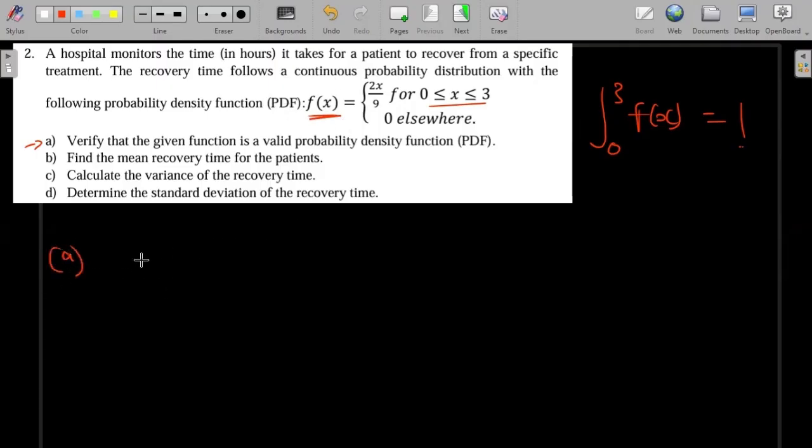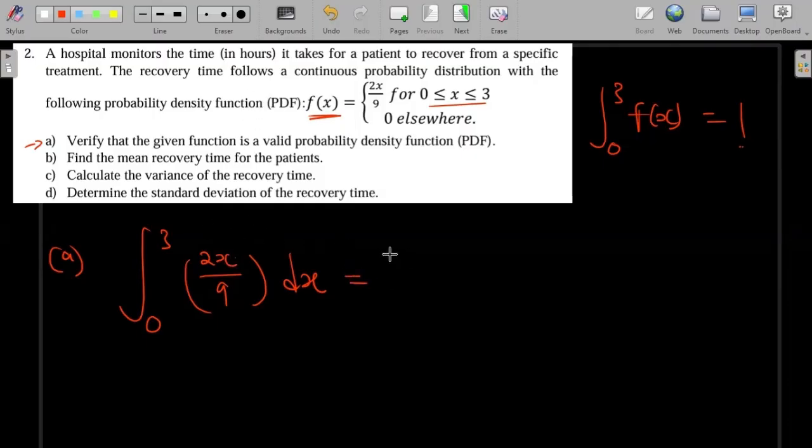So we're going to say the integral from 0 to 3, and our f of x is just 2x over 9, dx. So we are integrating this function here. How do we integrate such functions? When we're integrating here, we just use the power rule. So we add 1 to the power of x, and then we divide by that power.